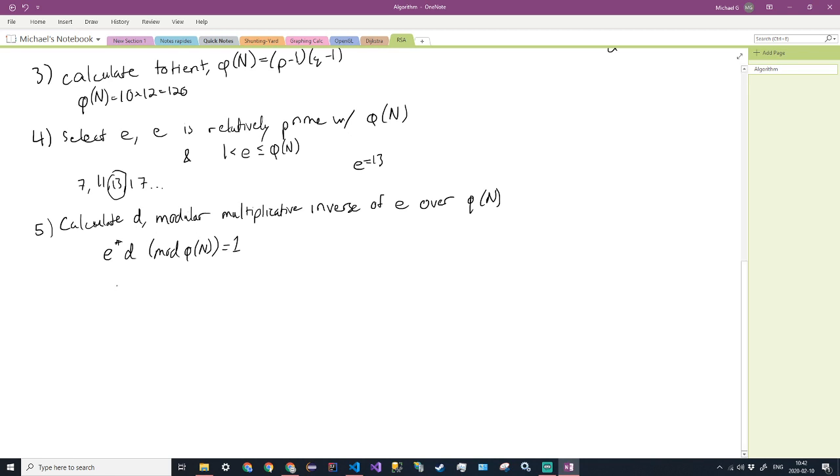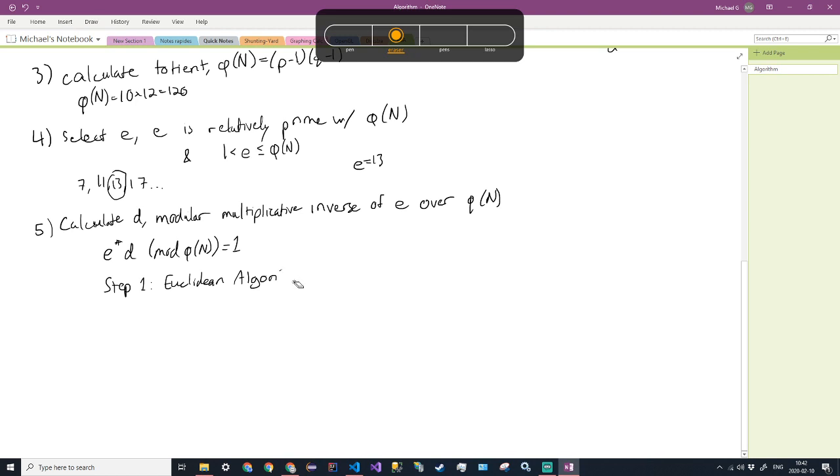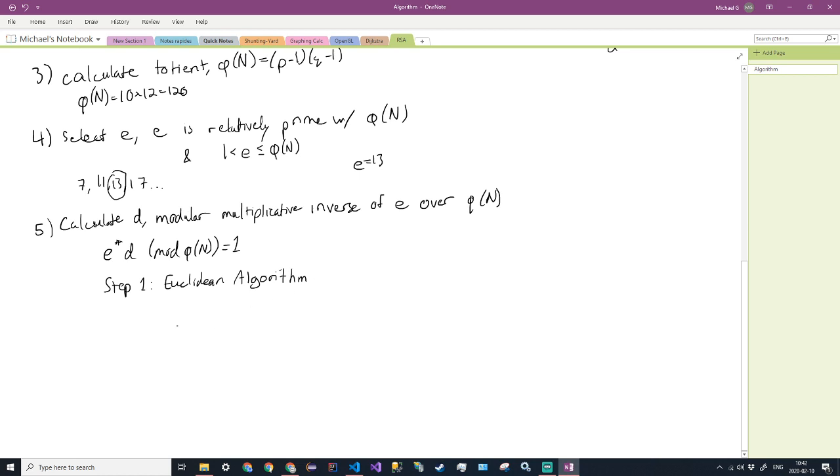So if you look up the extended Euclidean algorithm, it's going to be broken down into 2 steps. So the first step will just be the basic Euclidean algorithm. That looks really wrong, but I'm just going to erase that. All right, so the Euclidean algorithm.